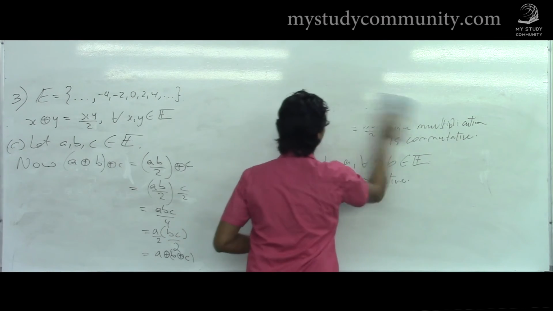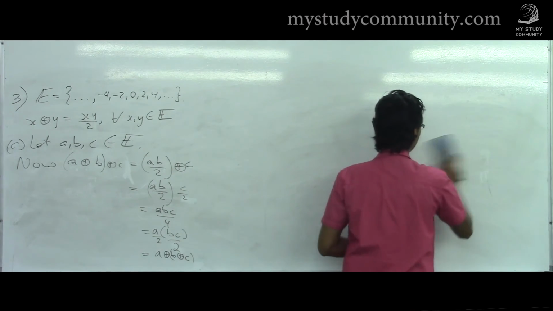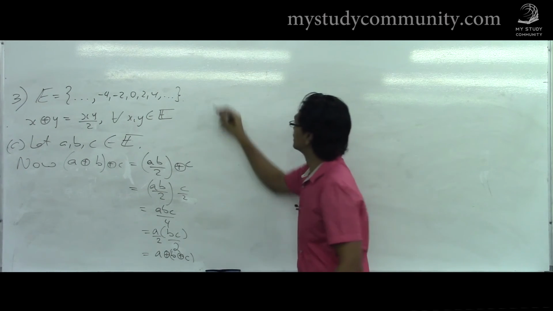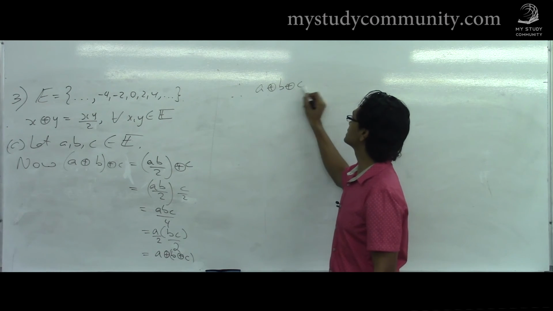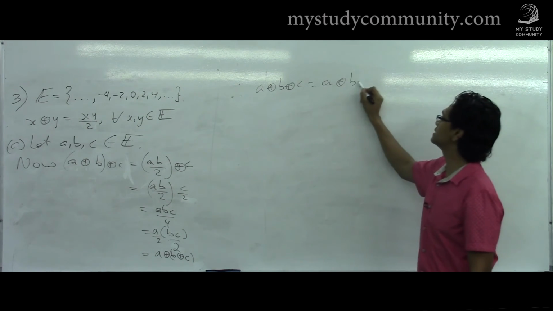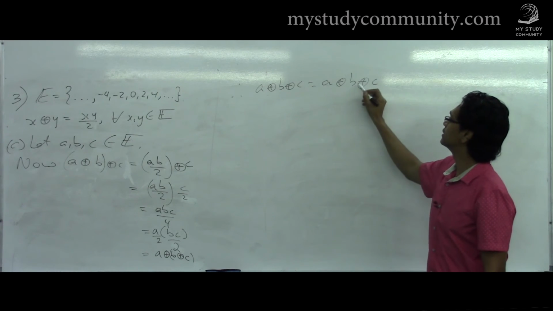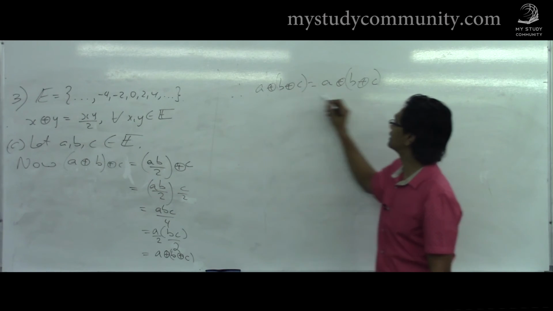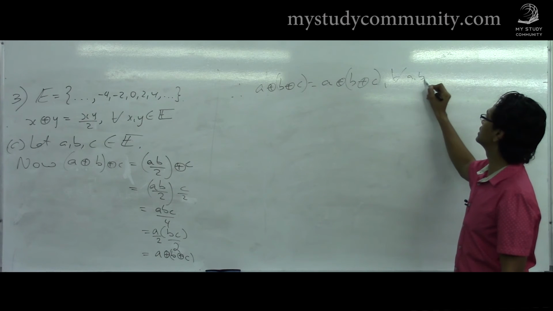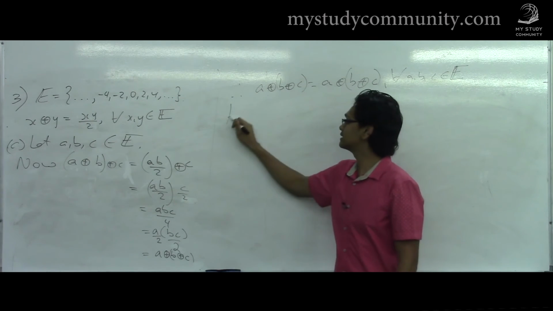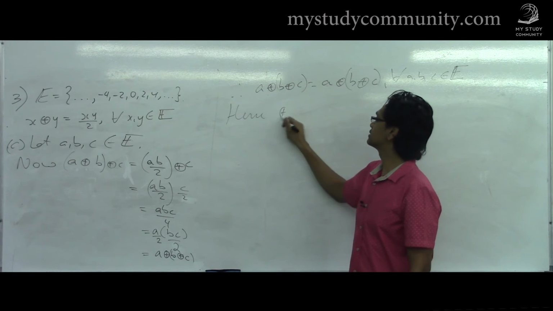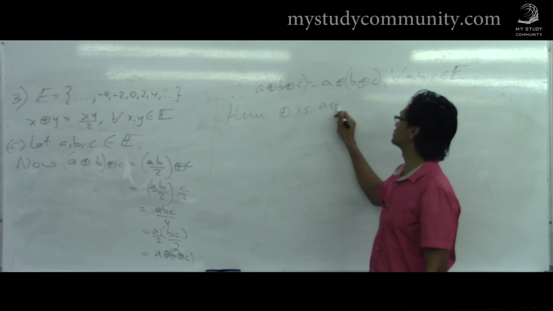Hence, we've shown it is associative. Therefore, A circle plus B circle plus C equals to A circle plus B circle plus C, in which the order of the brackets is different. And this happens for all A, B, and C element of E. Hence, circle plus is associative.